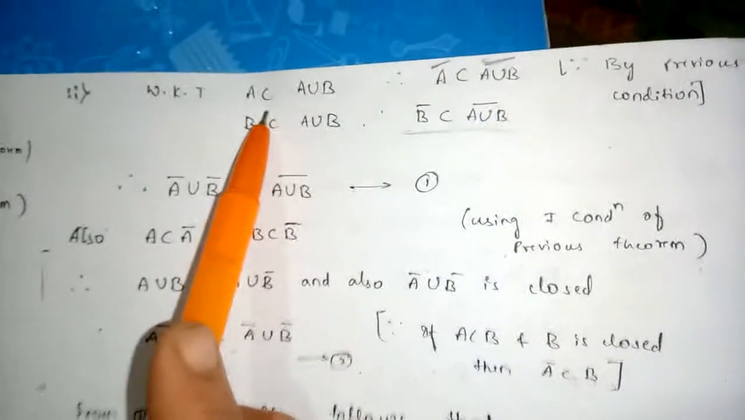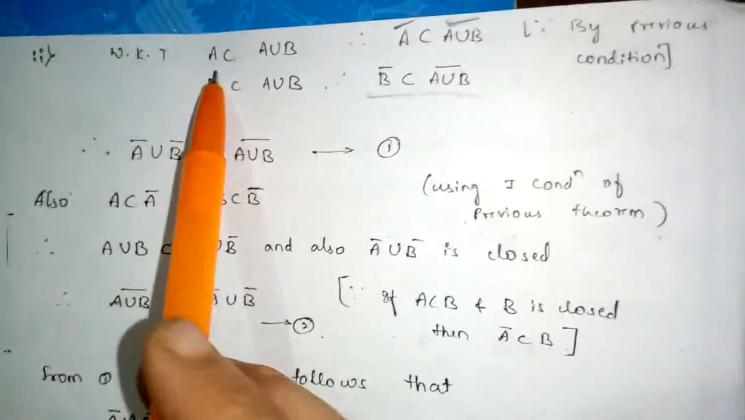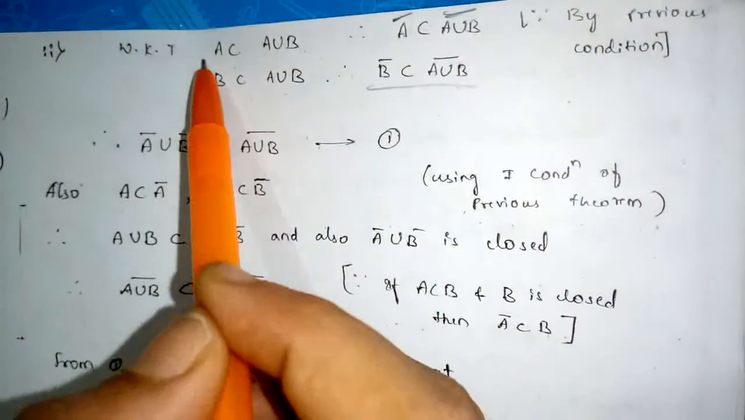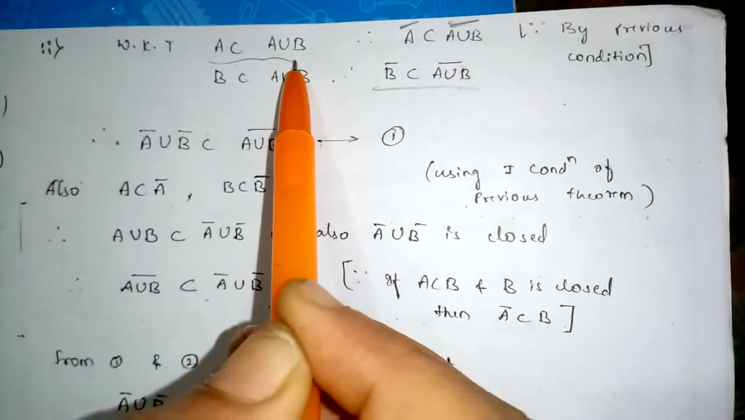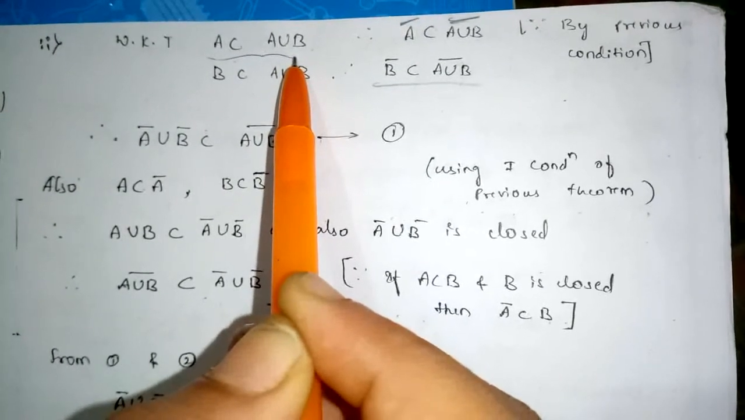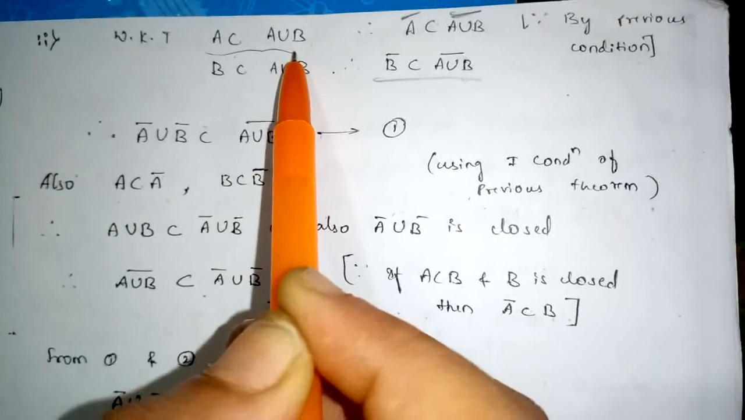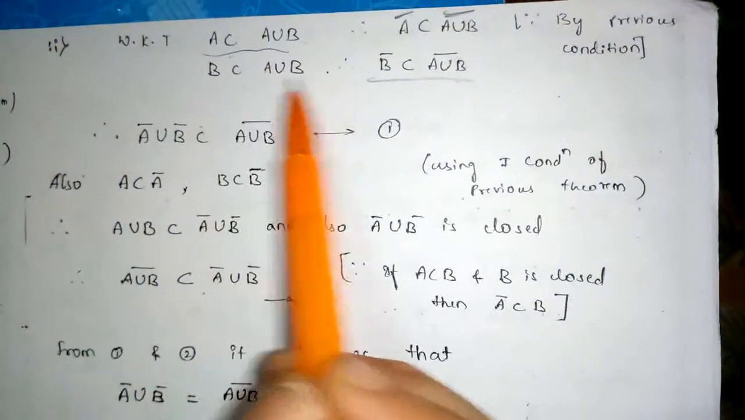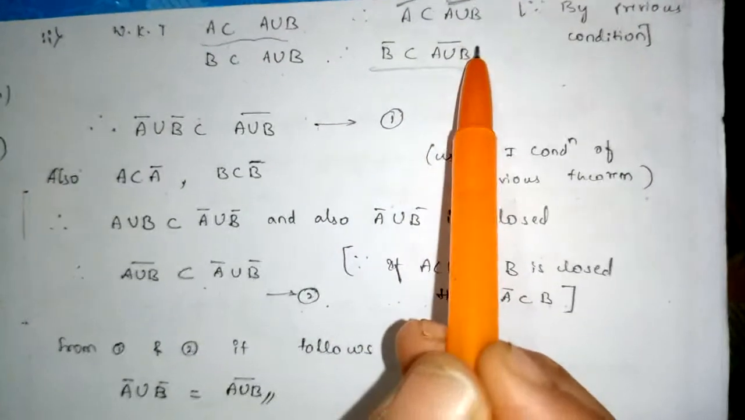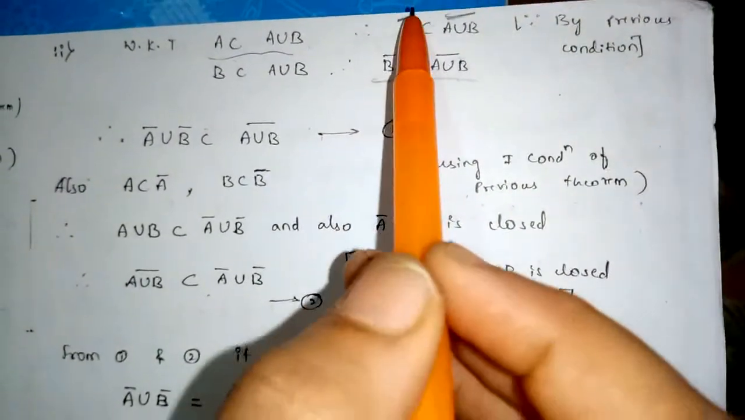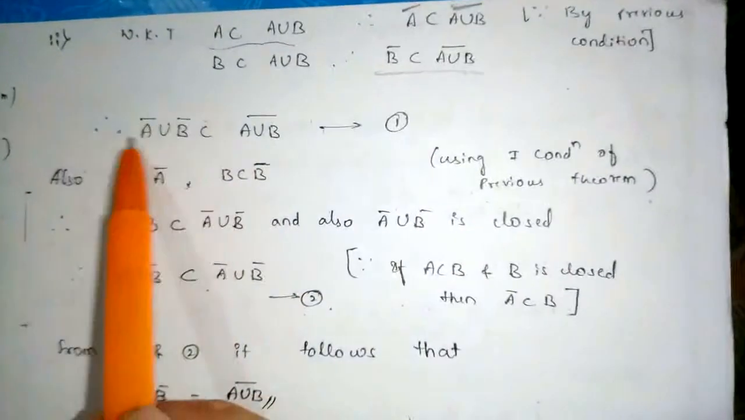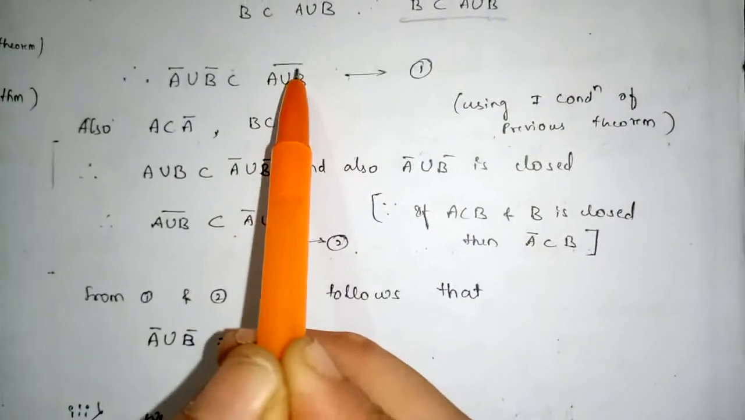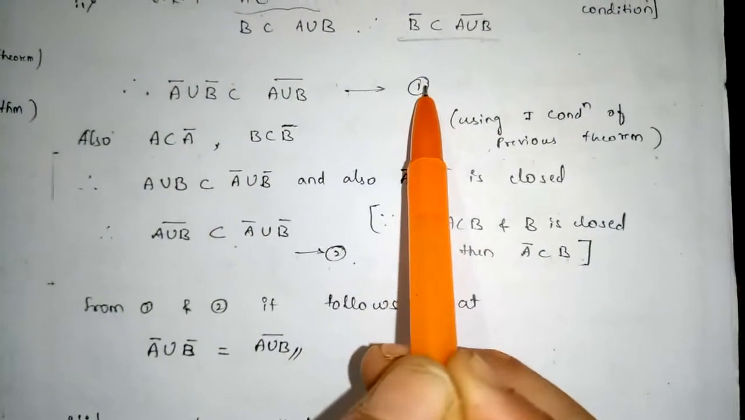Second one, we have to prove that (A union B) bar is equal to A bar union B bar. We know that A is a subset of A union B, B is a subset of A union B. A is a subset of A union B, so by using the first condition of this theorem, if A is a subset of B, then A bar is a subset of B bar. By using that condition, A bar is a subset of (A union B) bar. Similarly, B bar is a subset of (A union B) bar. Therefore, union these two statements, then A bar union B bar is a subset of (A union B) bar. Take as equation 1.